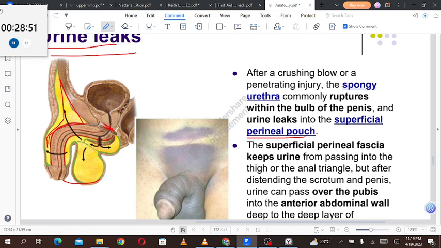So if the damage of the urethra takes place in this direction, the urine will start leaking from here, and that will fill the pelvis, and the prostate will be high riding. So remember these things as well.